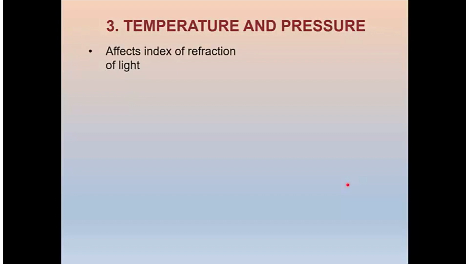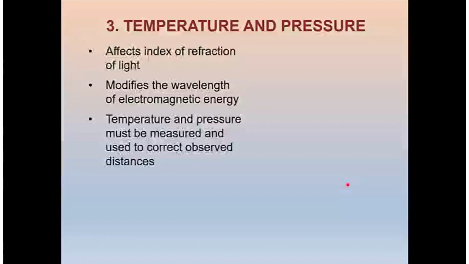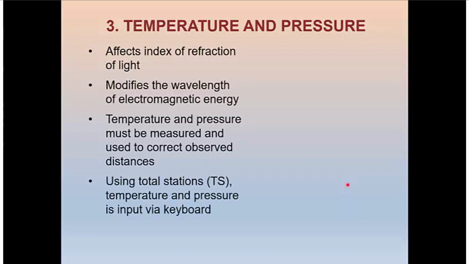The third systematic error that we're going to discuss is temperature and pressure. Temperature and pressure affects the index of refraction of light. So as temperature varies and pressure varies, the index of refraction of light changes. Well, this modifies the wavelength of the electromagnetic energy, and the temperature and pressure must be measured and used to correct the observed distances.